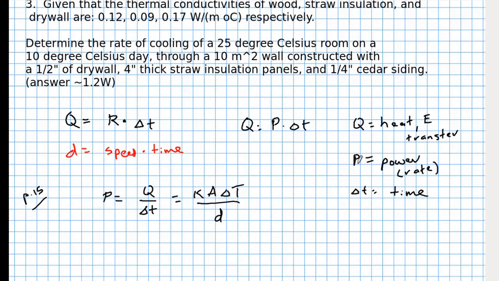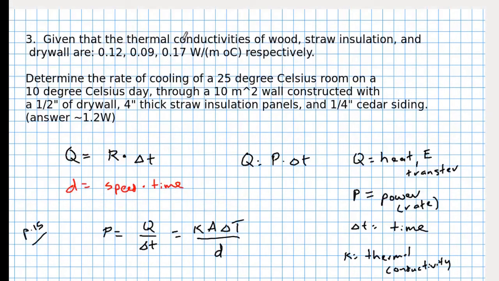So the K is called the thermal conductivity. And it's kind of like the specific heat in the other question. It tells you how quickly something transfers energy. So something with a high thermal conductivity transfers energy very easily. Something with a low thermal conductivity does not transfer energy very easily. And that's what these numbers are up here. So we've got a K for wood.